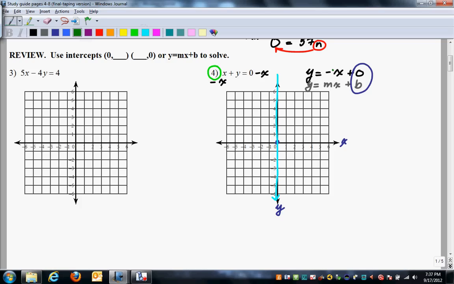And then our slope, there's a negative sign there, so technically that's -1/1. So from that point, the intercept, we rise 1. Because it's negative, we have to go left 1, or we could drop 1 and go over 1 to the right this way. Either way, we get the same line.